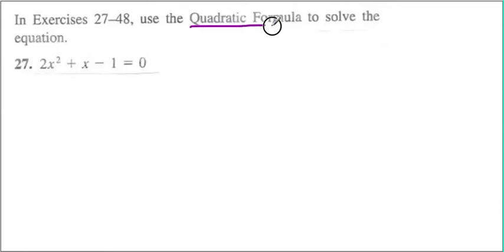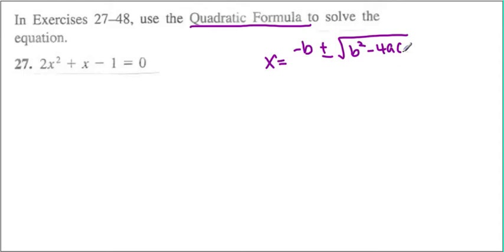We have to use the quadratic formula. Just to remind ourselves, it was x equals negative b plus or minus the square root of b squared minus 4ac, divide the entire thing by 2a. That was the quadratic formula.